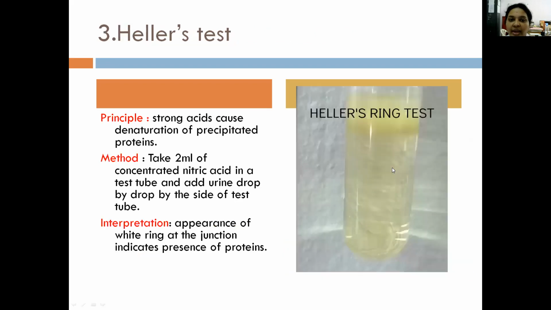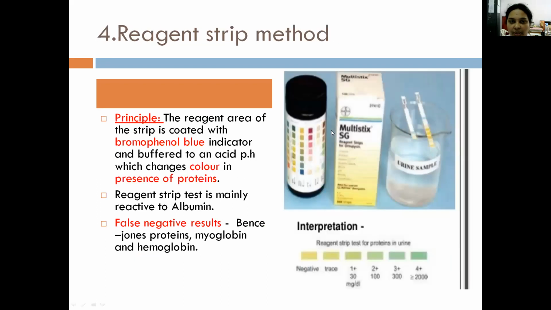Next, we are moving on to Heller's test. The principle is that strong acid causes denaturation of the precipitated proteins. The method employed is that you have to take 2 ml of concentrated nitric acid in a test tube and add urine drop by drop by the side of the tube. The appearance of a white ring at the junction indicates the presence of protein.